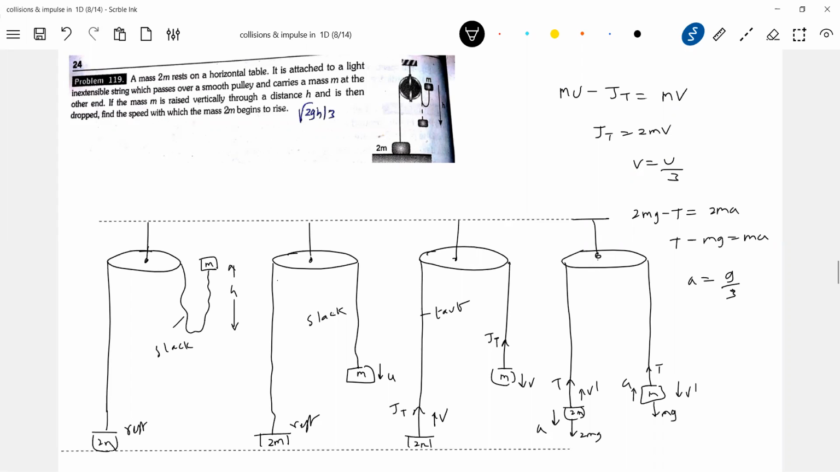So what is the maximum height ascended? v square by 2a. What is v? u by 3. Substitute all this and so on. You get the required answer. The same problem in another way we have asked it. So like this, a string will be jerked.